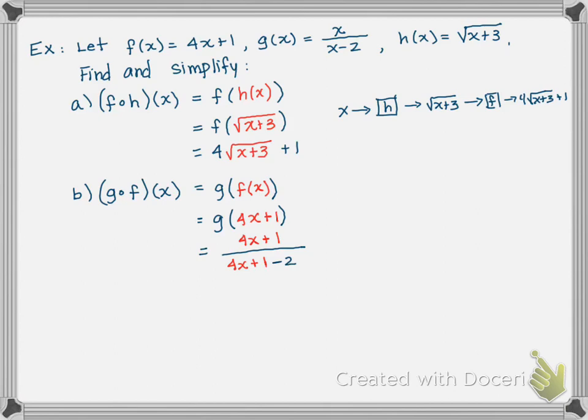And then that one we can simplify a bit, right? We can combine like terms in the denominator. So 4x plus 1 over 4x minus 1.